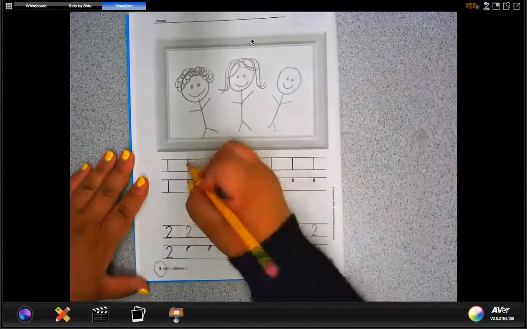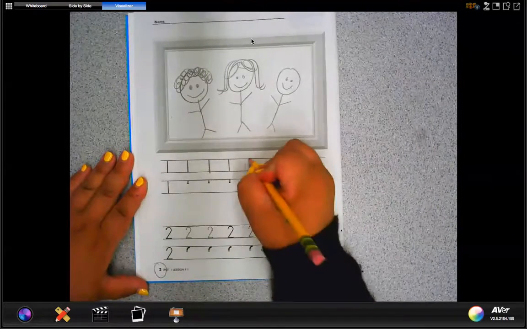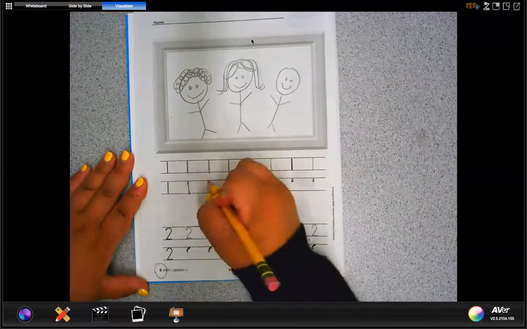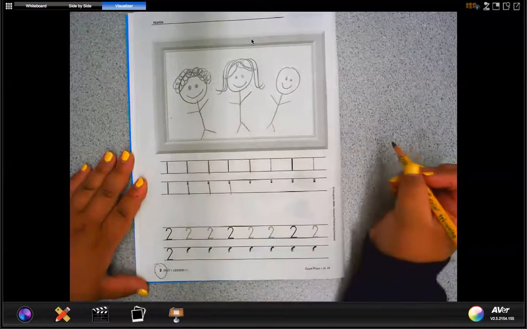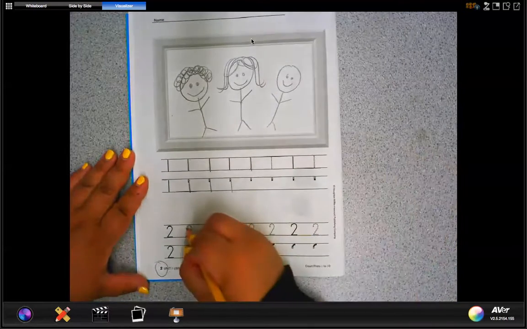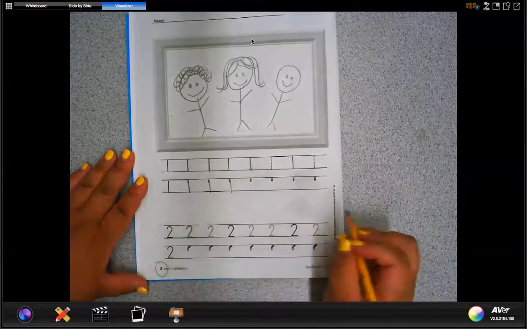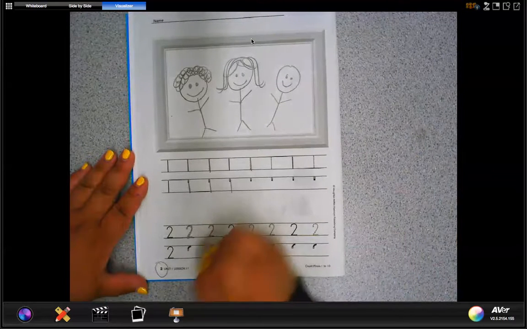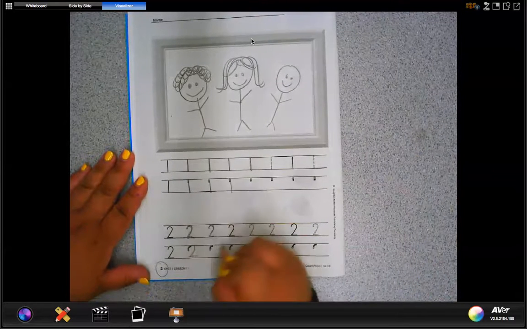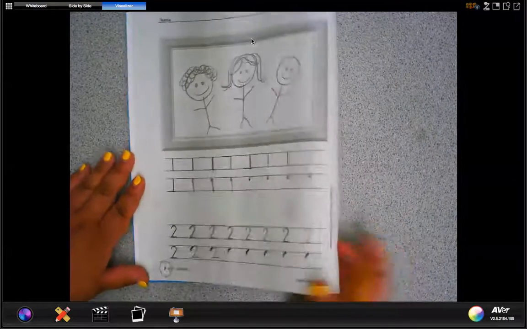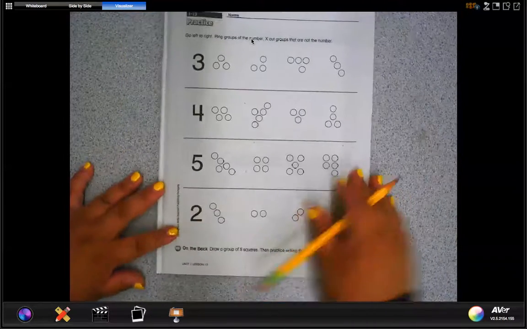Then you're going to trace the number 1 and then do it yourself. Remember, number 1 is just a line down. Number 2 is half a heart with a shoe. Half a heart with a shoe. Then we have page 3.